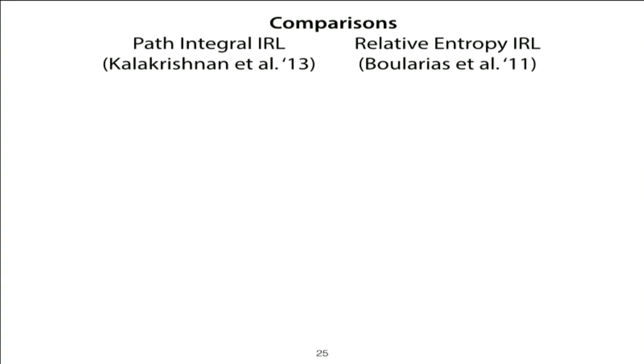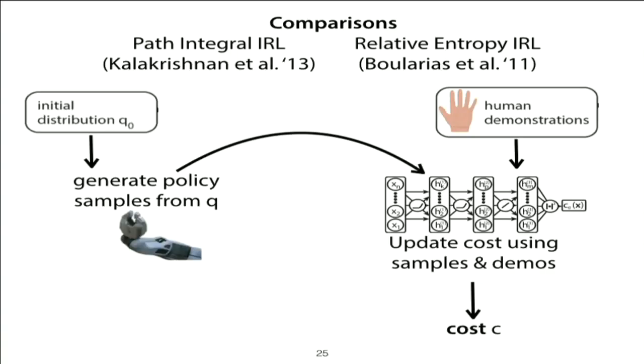And then we compared our method to 2 other IRL methods. One is called path integral IRL. The other is relative entropy IRL. What these methods did is they had some initial distribution Q, generated samples from that Q, and used those samples to estimate the partition function, and that was it. They didn't adaptively construct Q. They just picked an initial distribution, which in relative entropy IRL was a uniform distribution, and in path integral IRL was a distribution that was roughly tracking the demonstrations.